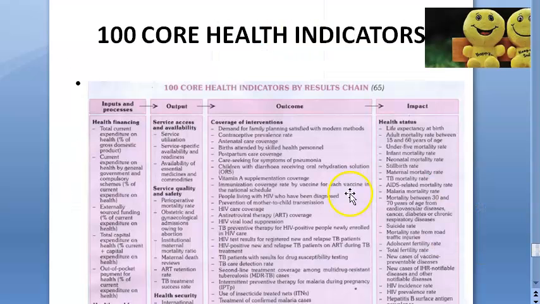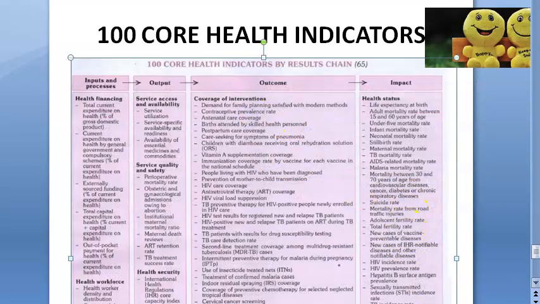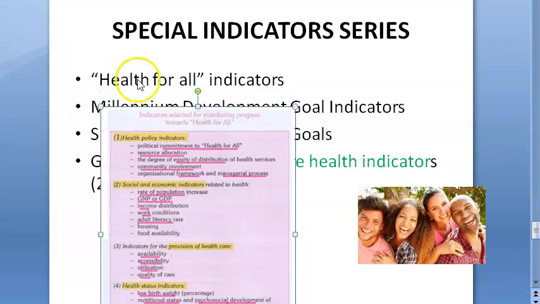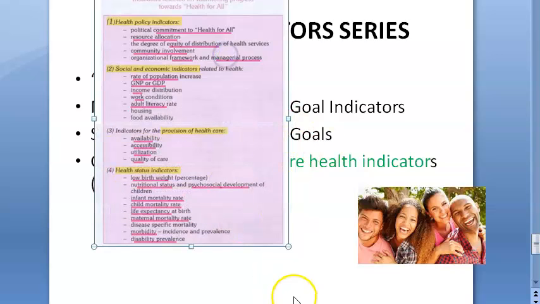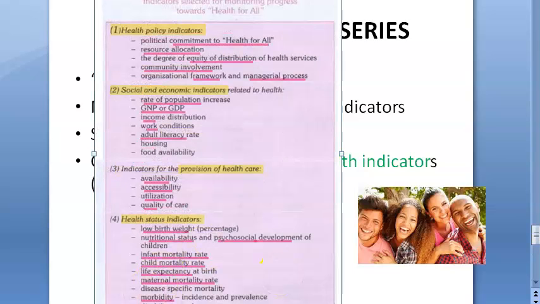There are some 100 core health indicators, 100. So much is there. Let us try to look at these. Health for all indicators. Look at these health for all indicators, guys. Health policy indicators, social and economic indicators, indicators for provision of healthcare, health status indicators. This is all coming under health for all.